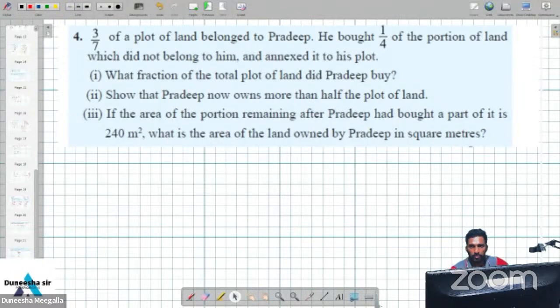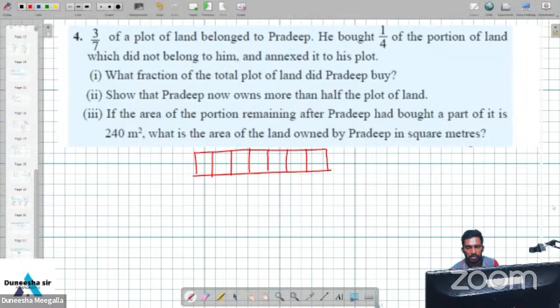I'm going to figure out what the fractions are, and I will show how much: 1, 2, 3, 4, 5, 6, then 7. How much of the plot Pradeep belonged? How much portions? Can you tell me how much he owned before?